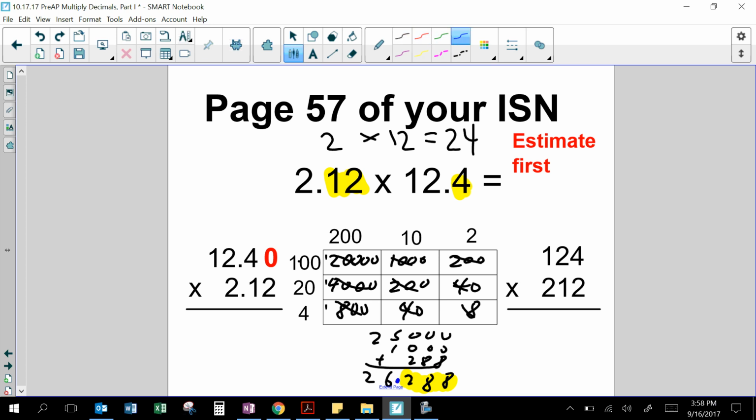And is 26.288 close to 24? Yes, it is. Remember I said I was going to estimate it? I said it's going to be around 25, 26-ish. I did actually pretty good.